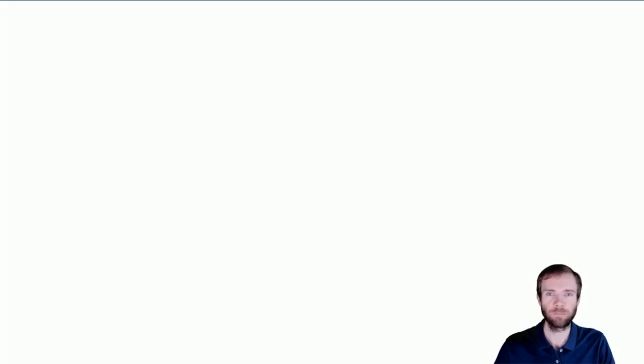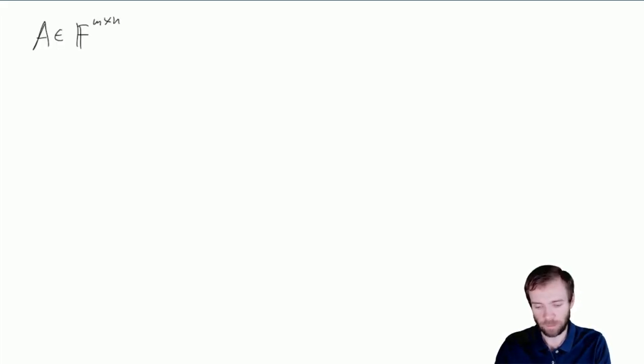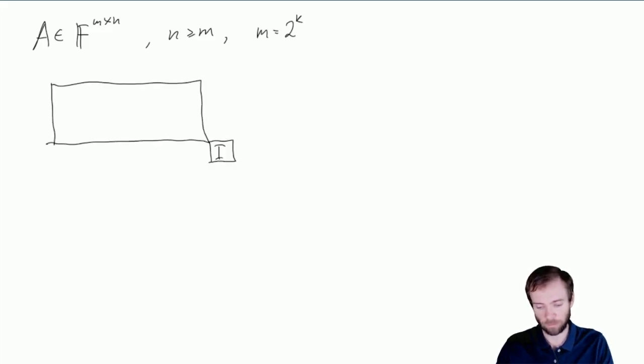We'll now provide a recursive procedure to get a LUP decomposition of an arbitrary matrix A of size m by n, where n is greater or equal to m, and for convenience of recursion, as we usually do, we'll assume that m is a power of 2. If the number of rows in A is not a power of 2, we can always augment this matrix with a block of identity matrix and then perform an LUP decomposition of the resulting matrix. So we'll also assume that matrix A has rank m.